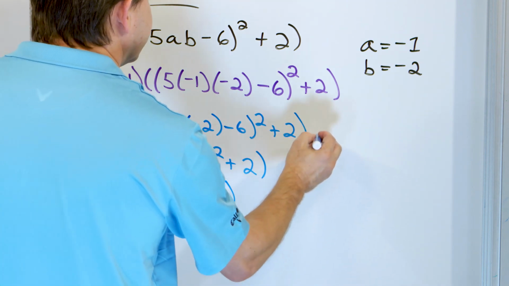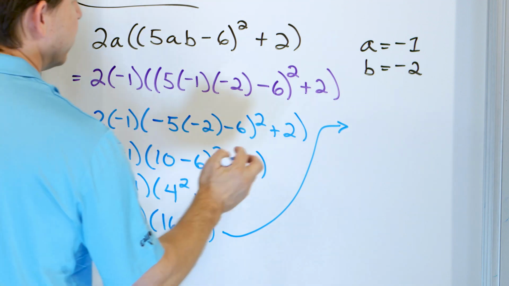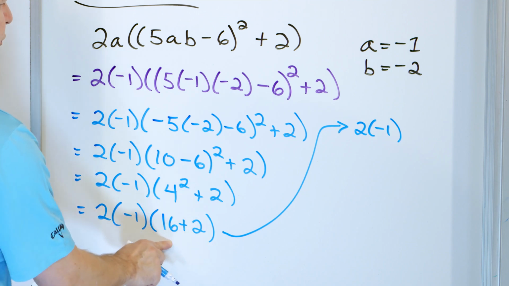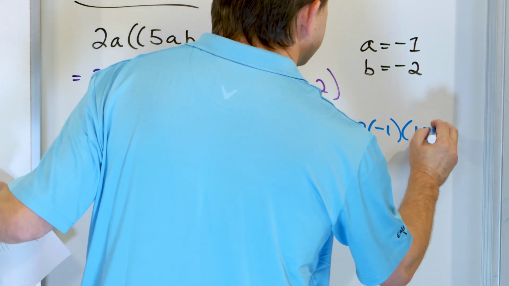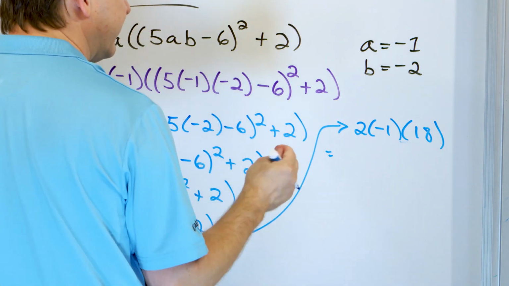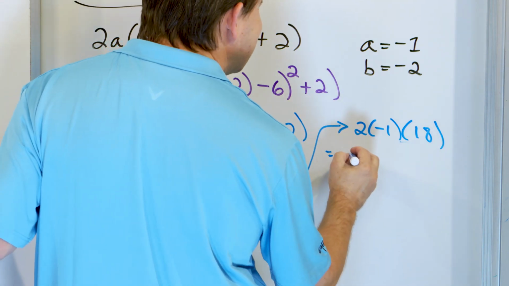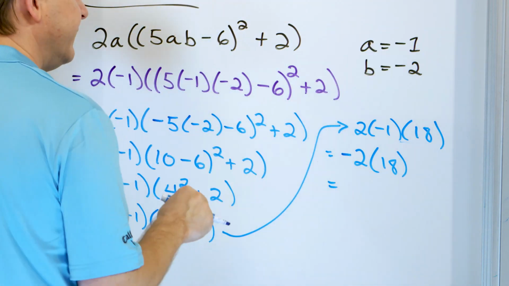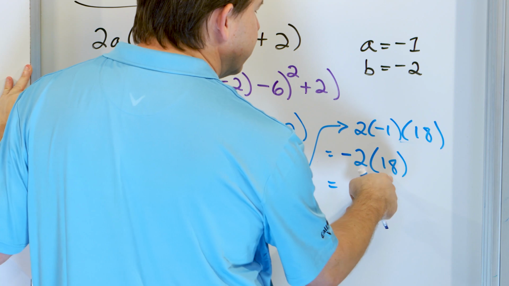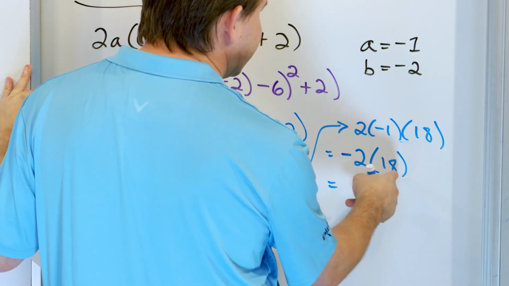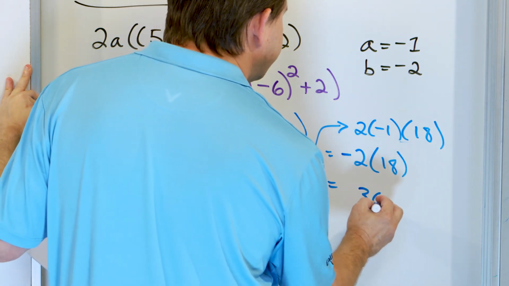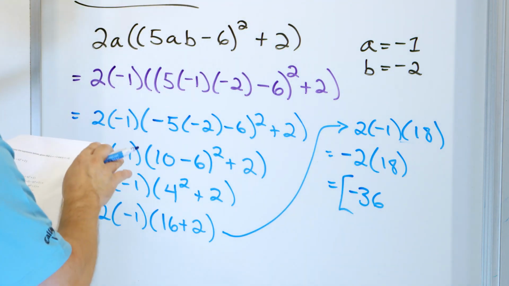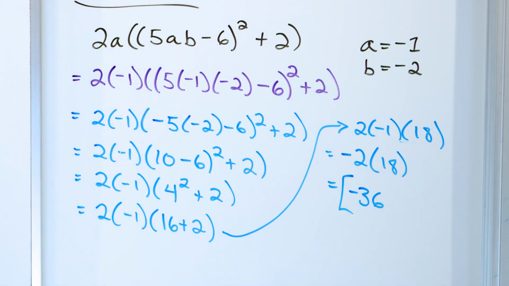Let's continue over here. We have 2 times negative 1. And over here, we have 16 plus 2, which is 18. So what we have is 3 numbers multiplied together. Let's do them in order, left to right. 2 times negative 1 is negative 2. Now it's times 18. Now you can do it on a side sheet of paper, but if you happen to remember, or you can use a calculator. 2 times 18 is 36, but this has to be negative 36 because negative times positive is a negative. And the answer we get is negative 36.